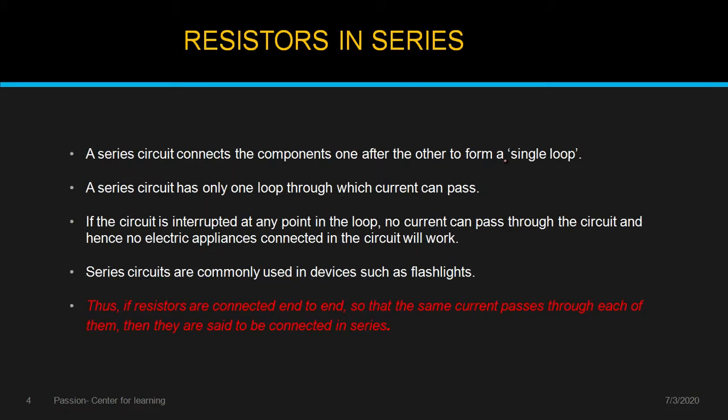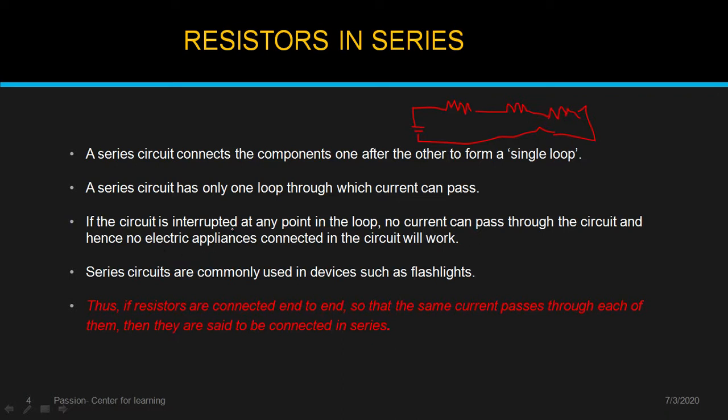So first we'll see what is resistors connected in series. One after the other, they form a single loop. Suppose like this, I'm connecting one resistor, joining one thing, connecting one resistor, and it goes on. Then you give a supply and join them together. So this forms a single loop where the components are connected one after the other.